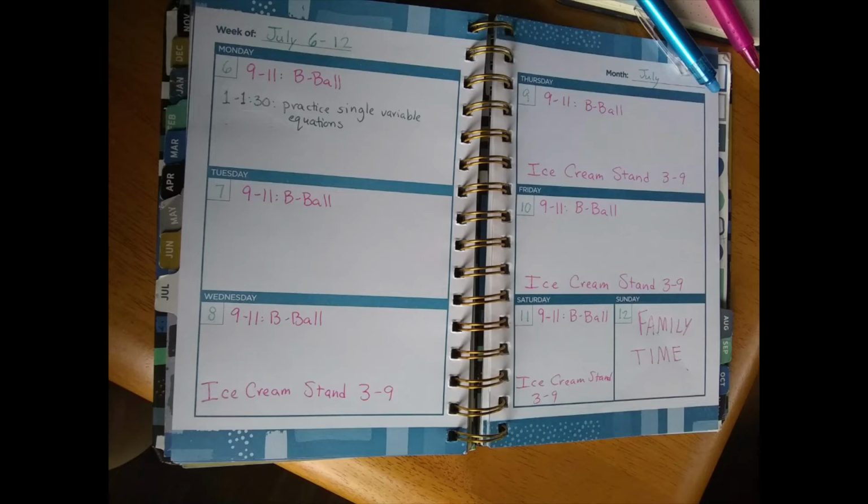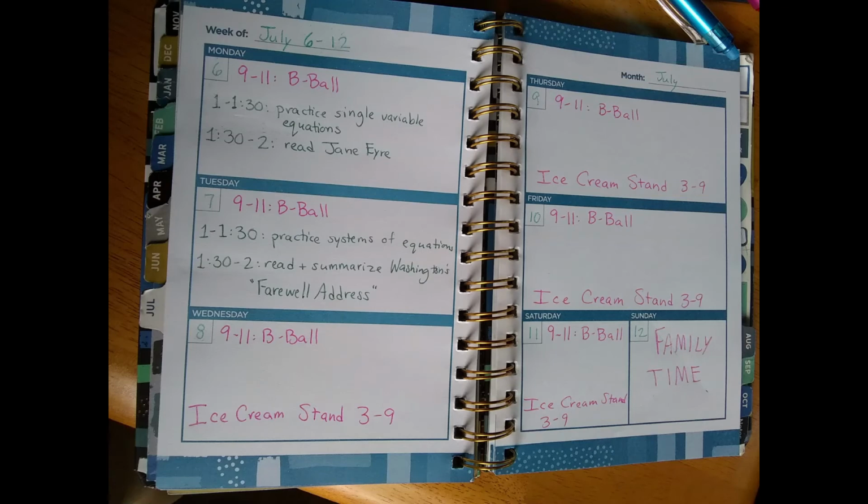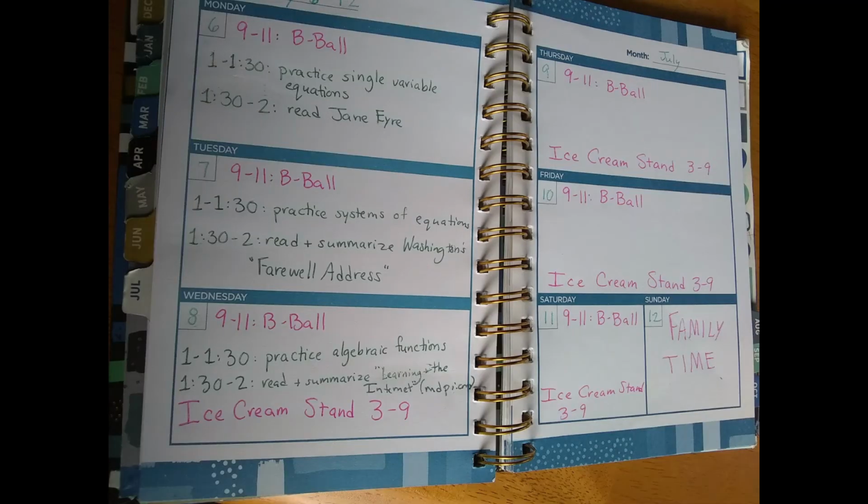So on Monday, you will spend a half an hour practicing single variable equations and another half hour reading Jane Eyre. On Tuesday, you'll spend a half hour practicing systems of equations, and then you will read and summarize Washington's farewell address. On Wednesday, you'll spend a half hour practicing algebraic functions, and then another half hour reading and summarizing an article from mdpi.com on learning and the internet for your social science article.